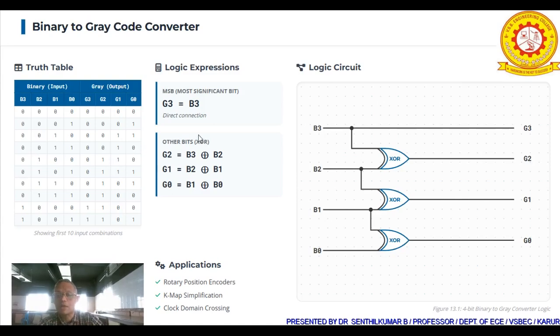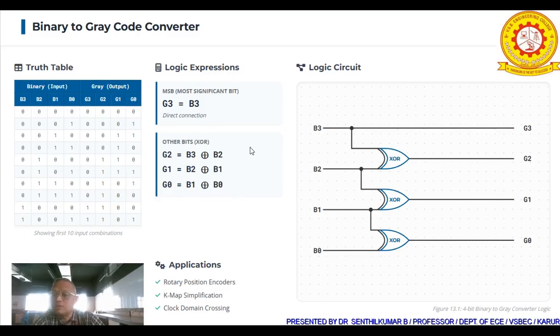For simplicity we have put the final derived expression. I request the students to go through the detailed description and work out how to find it. This is the final result. To find G2, B3 is XORed with B2. G1 is B2 XORed with B1. G0 is equal to B1 XORed with B0. This is the derived final expression.